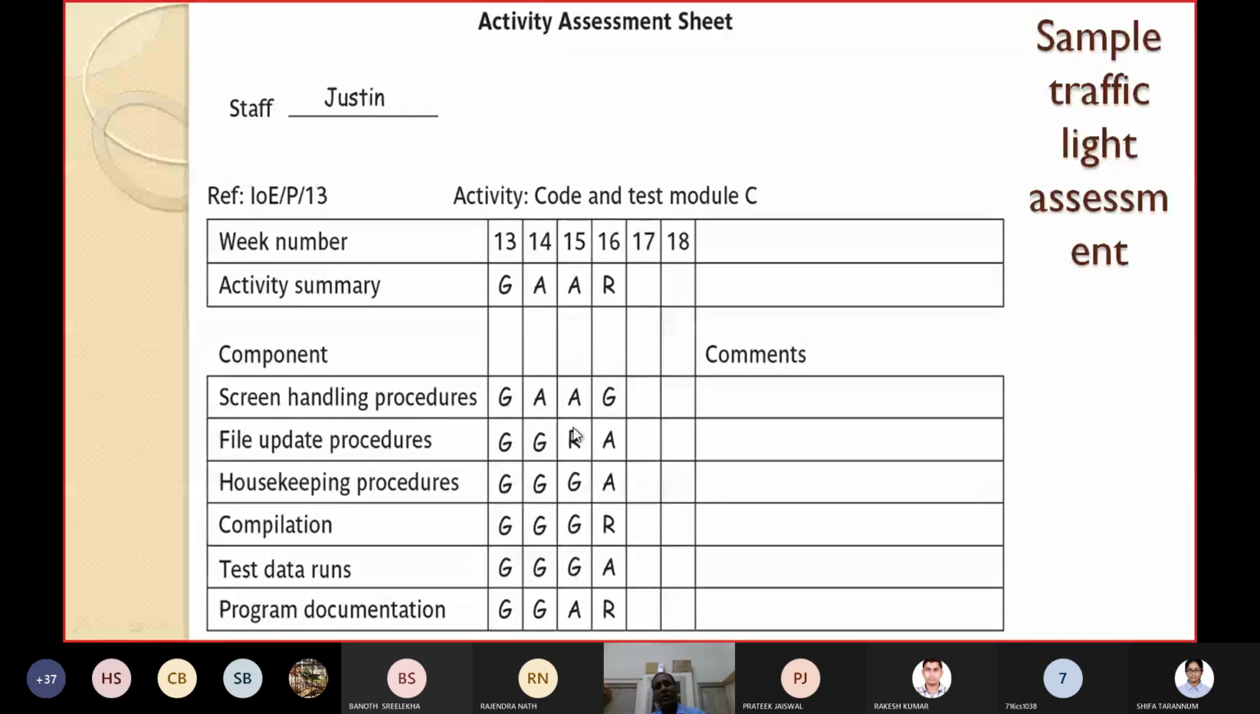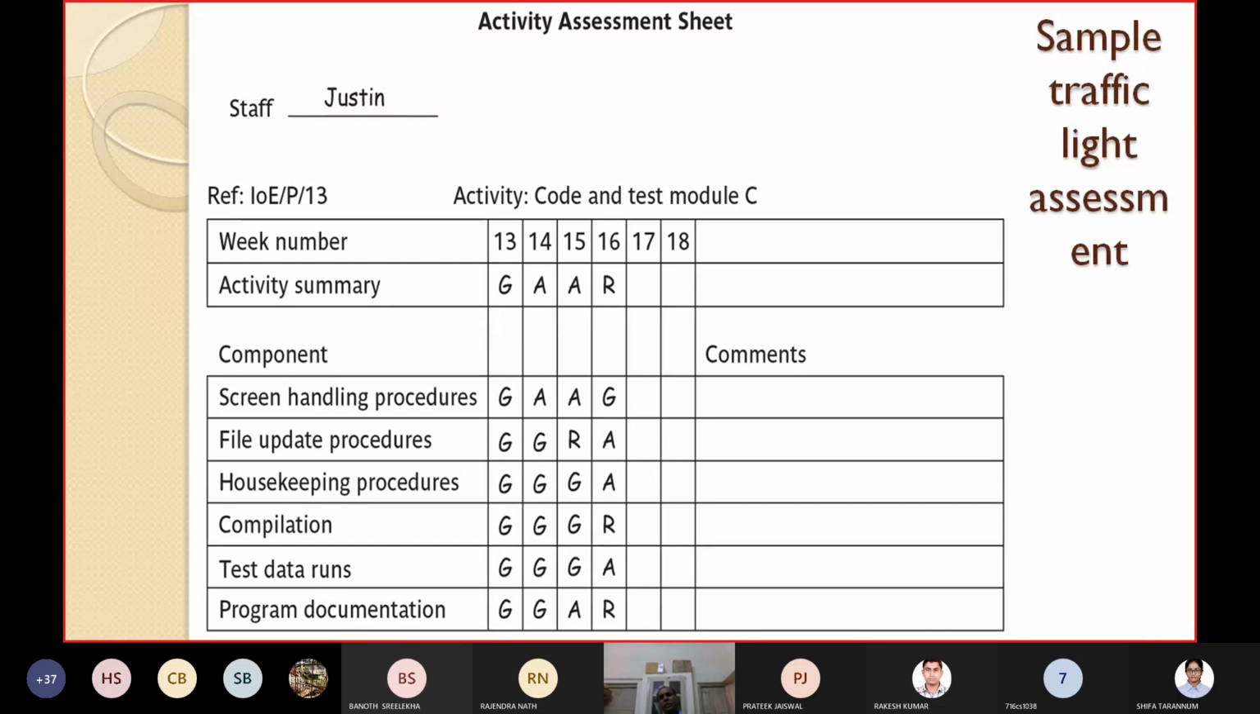For the different components, the traffic light is already shown here, like green, amber and red, and what inference you can draw has already been told to you. Accordingly, you just develop a sample activity assessment sheet using traffic light assessment. Then you will see the last portion of today. I think this is the review.